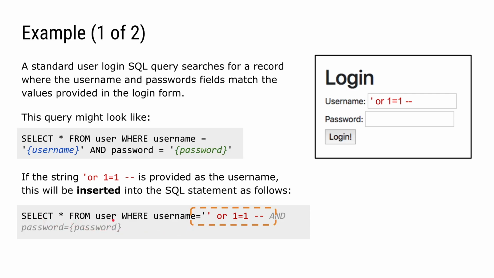So what this will actually do is, when we run this, it will return all of the records in the user table. And of course, don't forget, our website system is just looking for one match. And if it gets that one match, it logs you in. And if it gets more than one match, it doesn't care. It's got a match, and therefore it will let you in.